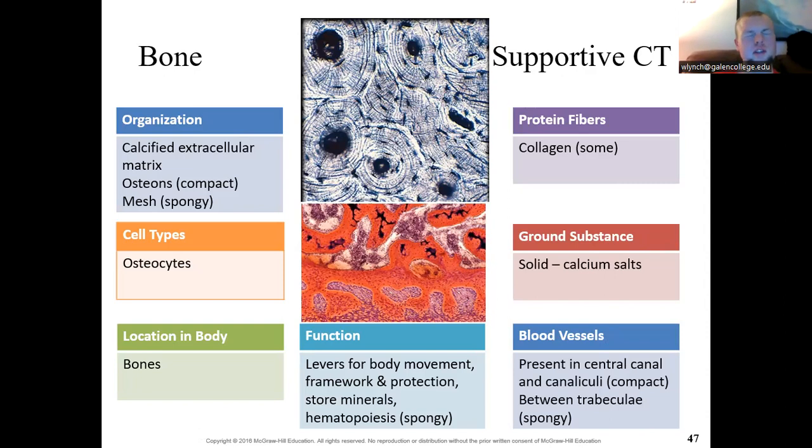Inside of the spongy bone region and inside of the medulla, or the middle of the long bones, we have production of blood cells, such as red blood cells and white blood cells. This is a term known as erythropoiesis and hematopoiesis.